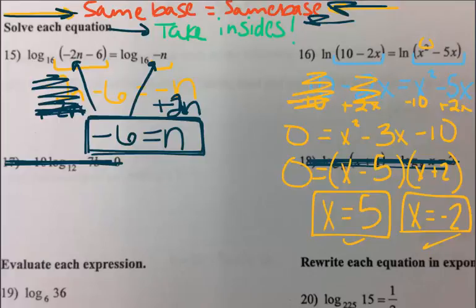Same base equals same base. We drop the base. Sorry, same base equals same base. I was morphing into a different rule. But same base equals same base. We just drop it off and take the insides. We don't have to do anything fancy. No switching anything around. We just solve the inside pieces.